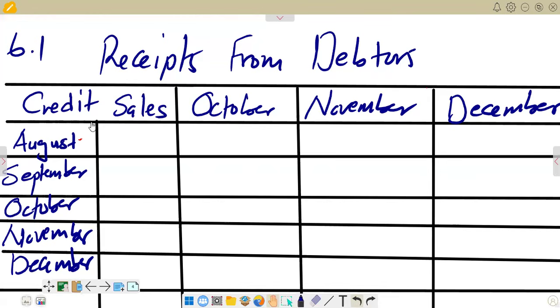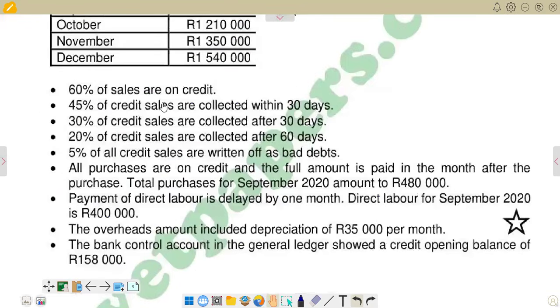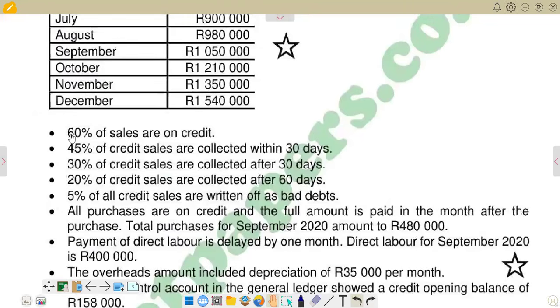Then on the first column, we've got credit sales, where we subdivided that column into two: the first column listing the months and the credit sales. So we are going to have the total credit sales for August, September, October, November, December. We can go back and see what to do according to the information that we are given. We are told that 60% of sales are credit. So 60%, expressed as a decimal, becomes 0.6.